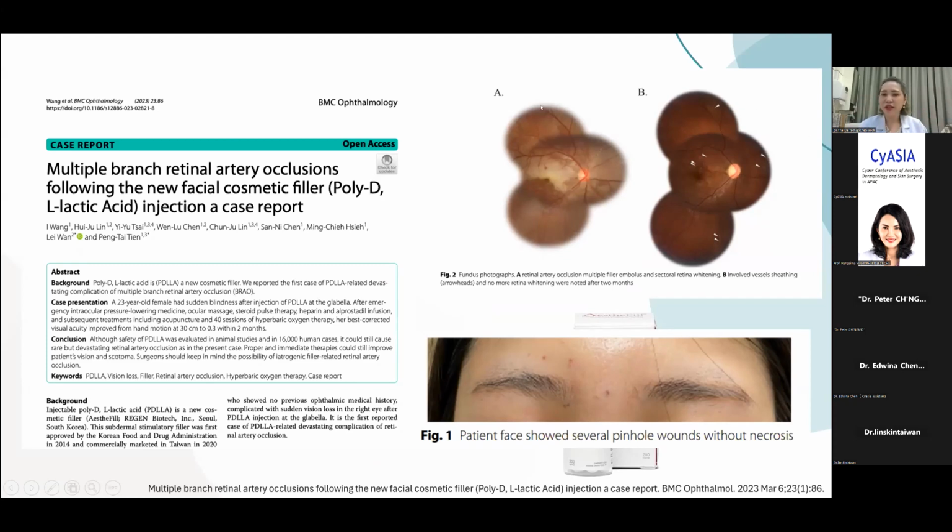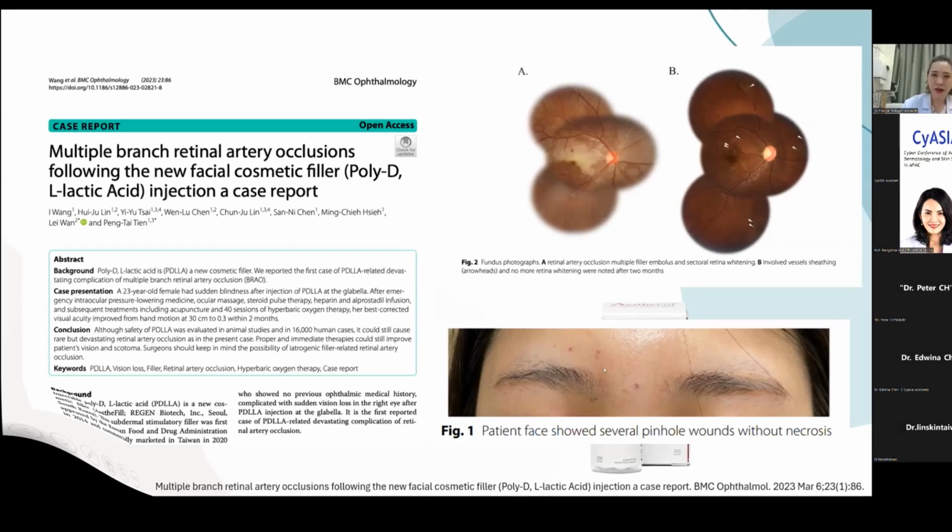However, you can see that maybe it's not from PDLLA alone, because this is the site of the injection. You can see a pinhole wound. In this article, we are not certain whether the physician used a needle or a cannula. But if a needle was used and poked too deep in this area, it can hit the supratrochlear and supraorbital arteries, because in this area the arteries still run very deep.